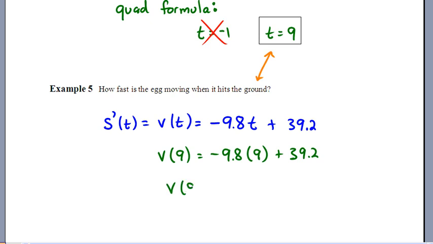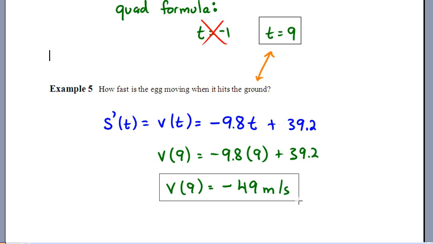And when I tried that out, I ended up getting negative 49 meters per second. So the negative just tells you that it's coming down to the ground, which makes sense, right? By the time it's come all the way down from that building, from its maximum height above the building, it's going to be heading with a negative velocity down towards the ground. Okay, so we're doing pretty good.